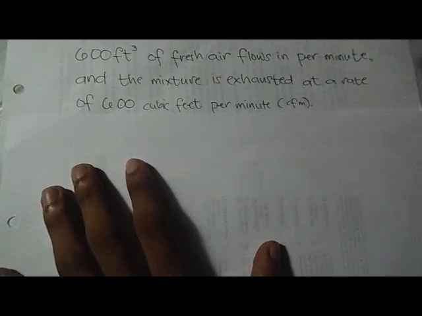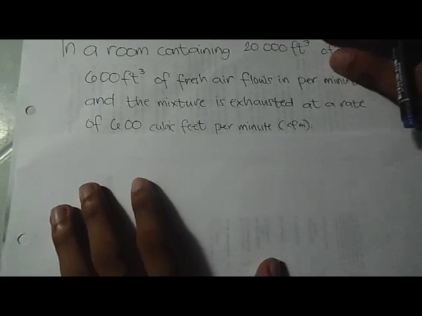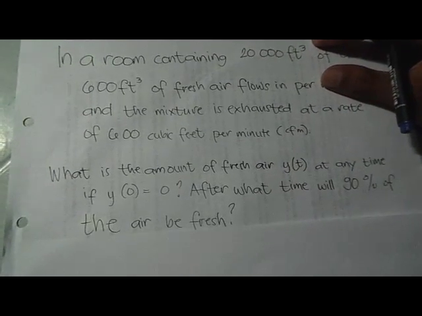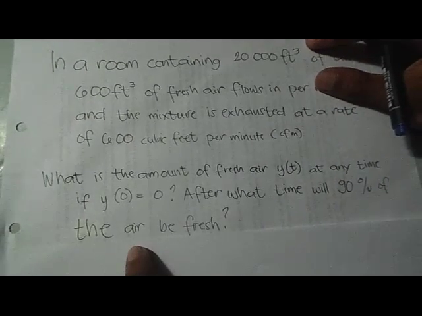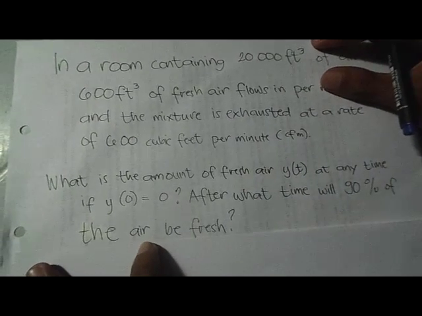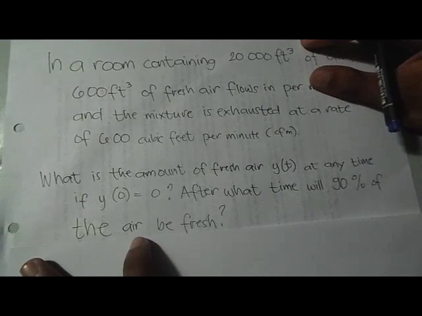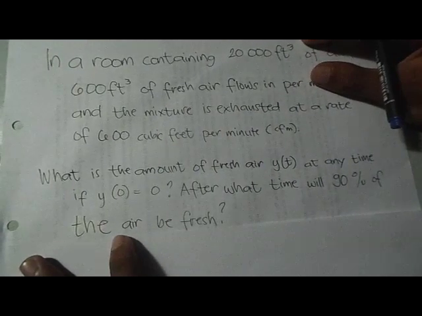So the questions that we need to answer are the following. What is the amount of fresh air, which we denote as y of t, at any time if y of 0 is equal to 0? And after what time will 90% of the air be fresh?